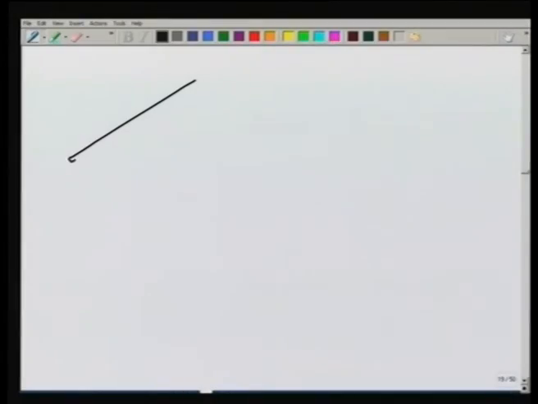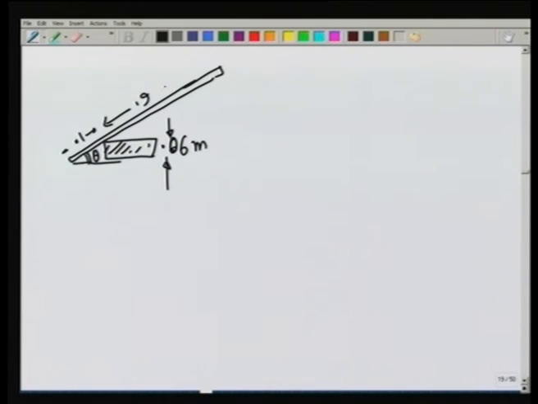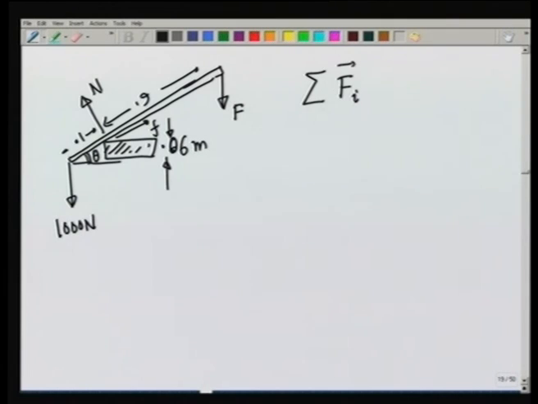we are going to apply the two conditions that we talked about. This is the brick of height 0.06 meters, 6 centimeters. Let this angle be theta, this is 0.1, this is 0.9, this is N, this way is frictional force F, this is F, and this is 1000 newtons. So, when I first write the force condition, summation F_i is equal to 0. Let us write its x and y components.